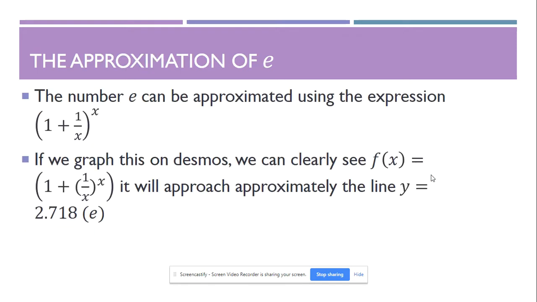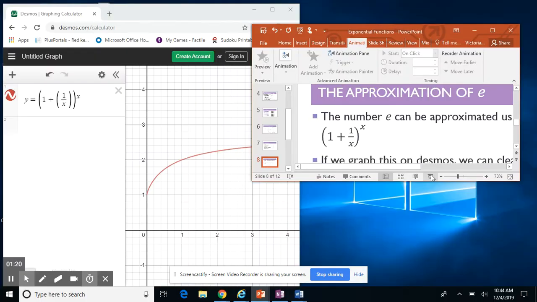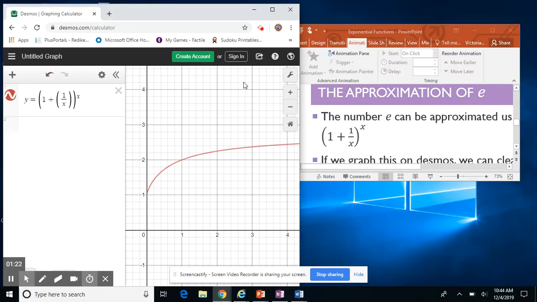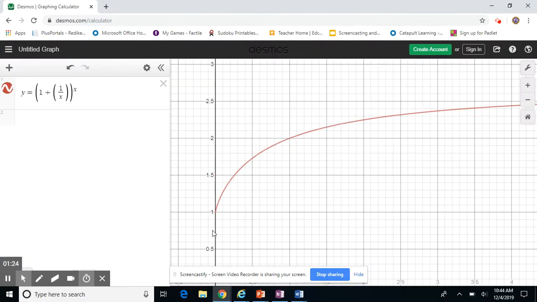So where does this number come from? We can use the expression 1 plus 1 over x to the x to approximate that number, 2.718. And we can actually see that when we graph out this function. So as you can see, I have graphed that over here on Desmos.